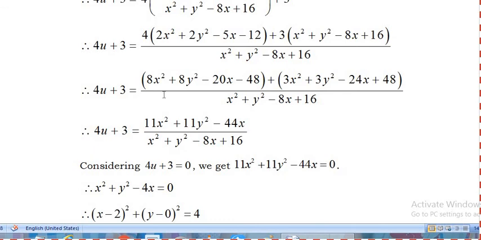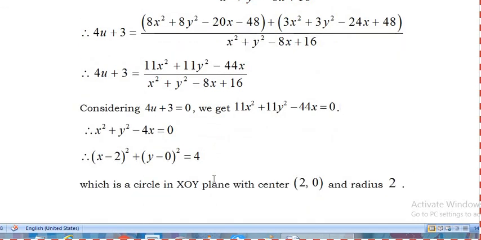Let us simplify the numerator. 8x² plus 3x² is 11x². Similarly, 8y² plus 3y² is equal to 11y², minus 20x minus 24x is minus 44x, minus 48 plus 48 cancels, divided by x² + y² - 8x + 16. Now, considering 4u + 3 equal to 0, we must have the numerator equal to 0. Therefore, dividing throughout by 11, x² + y² - 4x = 0.